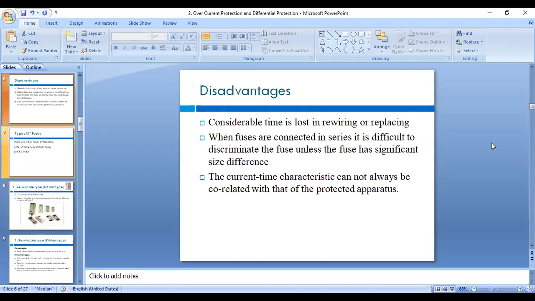Then advantages and disadvantages. There are many advantages of these fuses compared to disadvantages. The first advantage is that it is very low in cost, because compared to other protective devices like circuit breakers and relays, they are very costly. Also, one more advantage is that it can be easily replaced. Any person can replace it, a technical person is not always necessary.